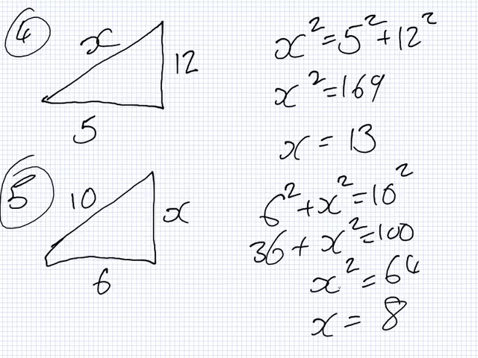Let's see. Oh, are we talking about the last step here? Yeah, I square rooted both sides. So square and square root cancel, and then root 64 is 8 then.